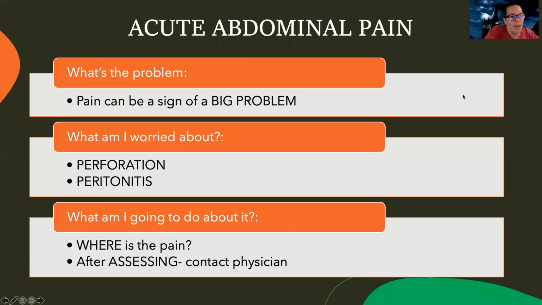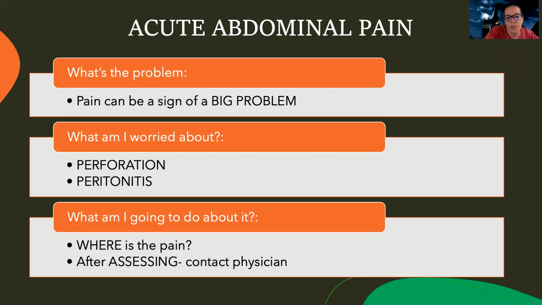How about acute abdominal pain? The big problem is that acute abdominal pain can be a sign of a very big problem. A rigid abdomen is my scary, scary sign when it comes to GI problems. And so I'm going to be worried about perforation and peritonitis. In other words, that can lead to sepsis and death, lots of very, very scary things.